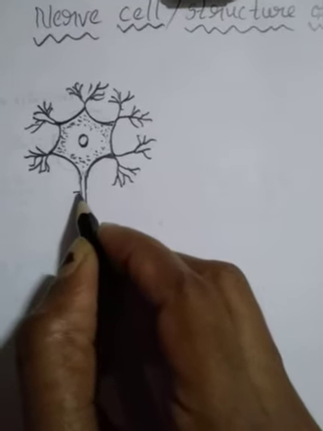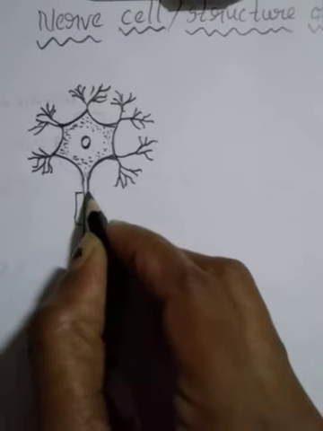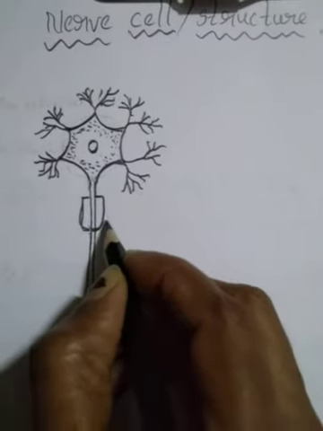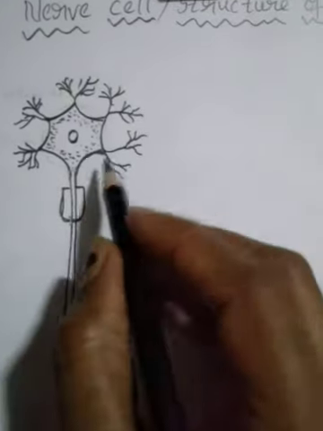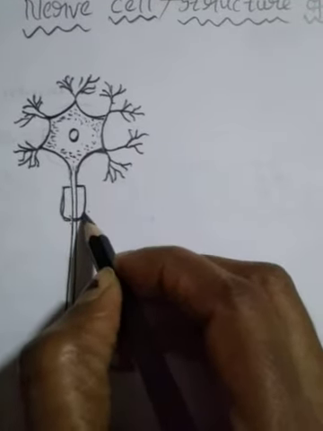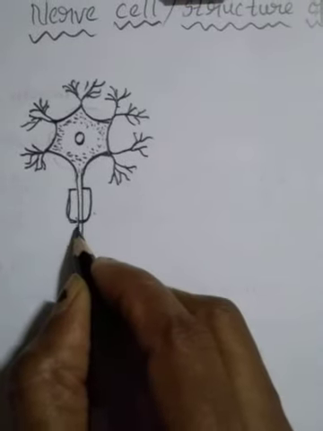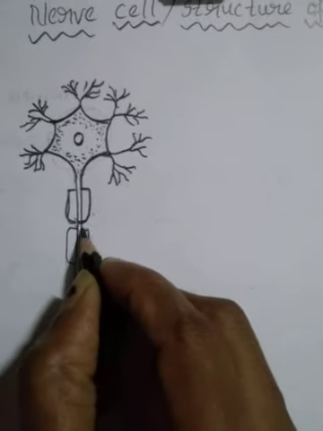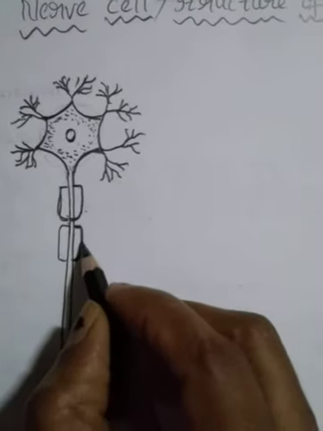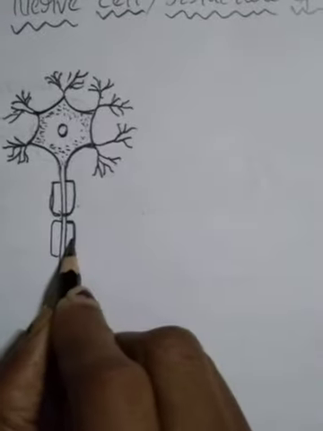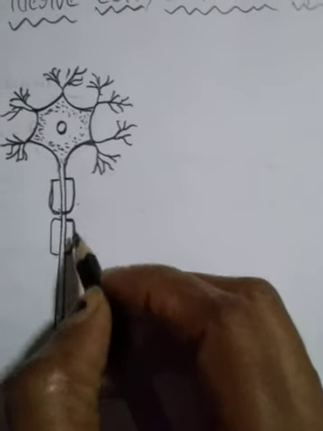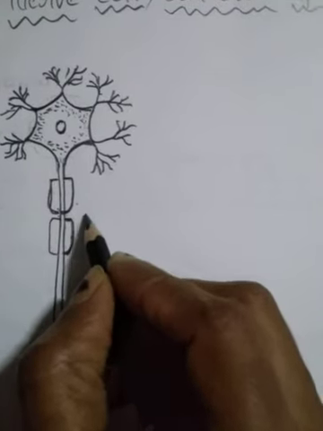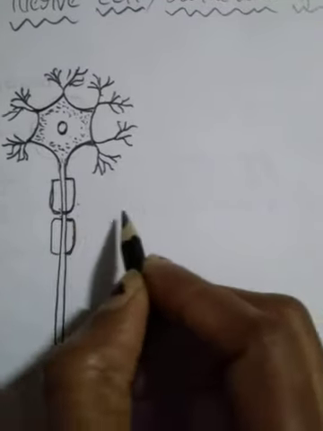On the axon part, we can find small box-like structures. This layer will be present on top, and in the middle of the two, we can see some gaps. This layer is called the myelin sheath. Next, between the two myelin sheaths, we can find a small gap. This gap is called the node of Ranvier.